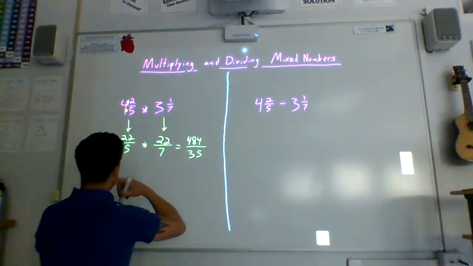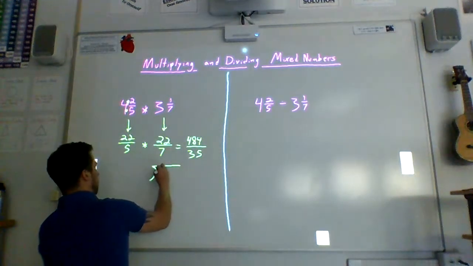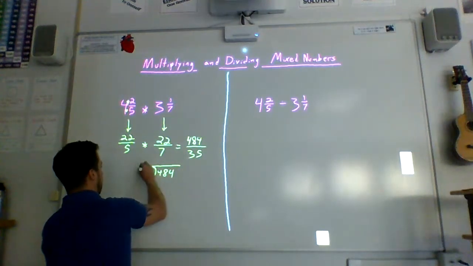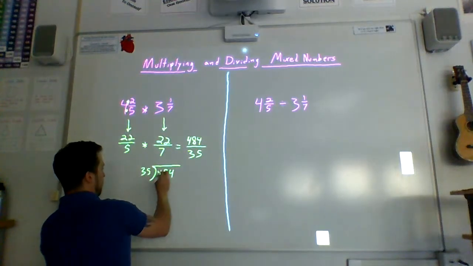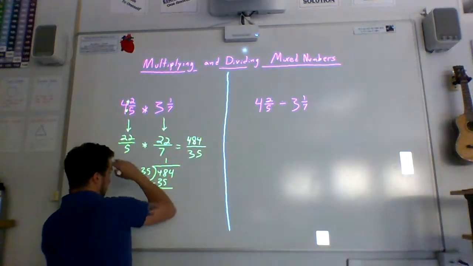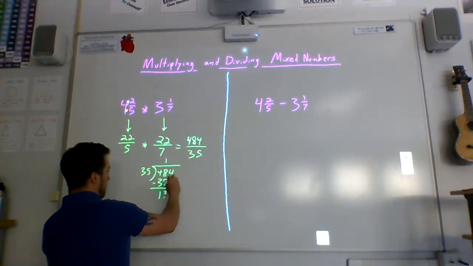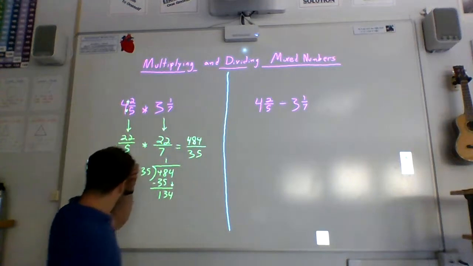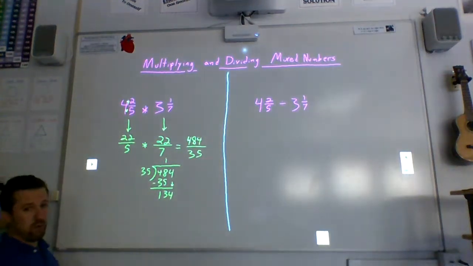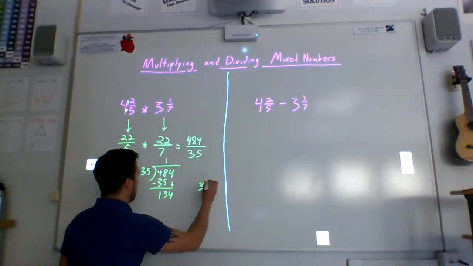Okay, so I usually use division for this. So let's do it this way. 484, 35. 35 goes into 48 one time. 1 times 35 is 35. Now, subtract. We got 13, and then bring down that 4. Okay, so 35 goes into 134. How many times? I'm going to guess 3, but I'm guessing, so I'm going to make sure.